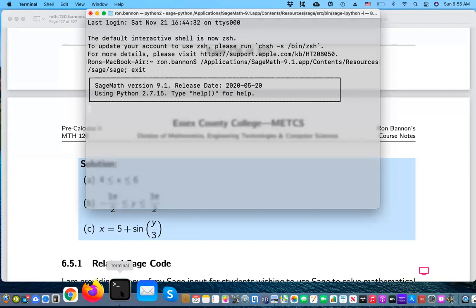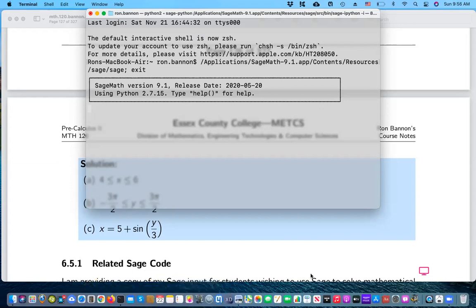I'm running version 9.1. Again, it's actually been updated. I haven't updated it yet. And the system Python I've installed on my system is 2.7.15. That's also been updated. Some people like to update this stuff. I'm not a big user of Python or Sage, by the way, so I don't need that. But let me go back to my notes.